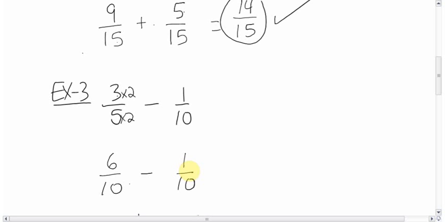Okay? I mean, if you really wanted to. What do we multiply 10 by to get 10? We times it by 1. Do the same to the top. It's 1 either way. So we're subtracting now.